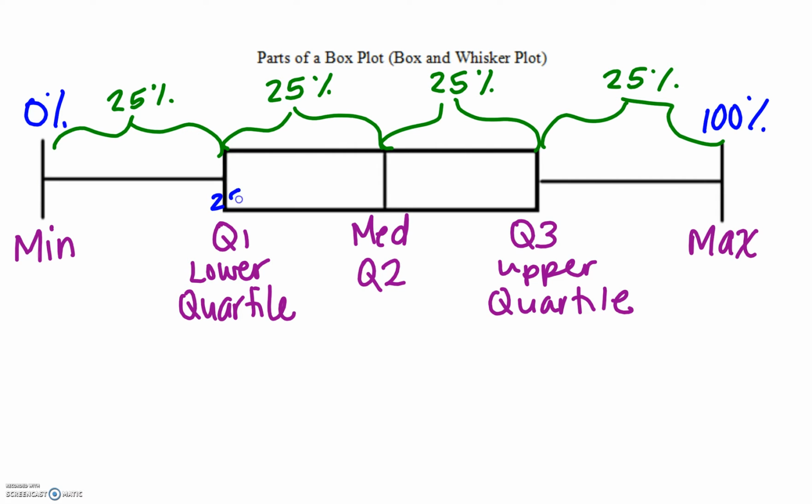So if we were looking at the overall set of data though, the minimum to Q1 is 25%. The minimum to the median is 50%. Minimum to Q3 would represent 75%. And then the minimum to max is 100% of the data.